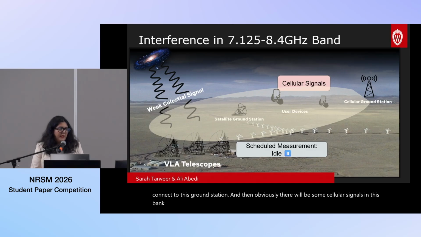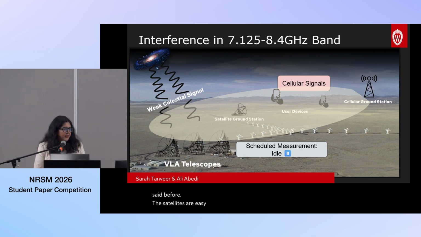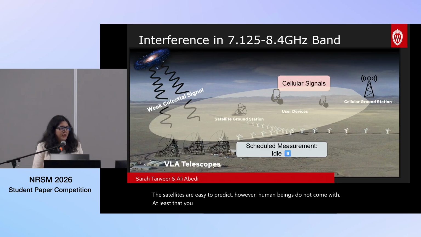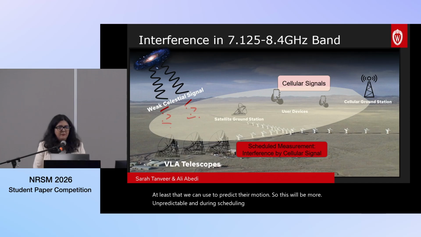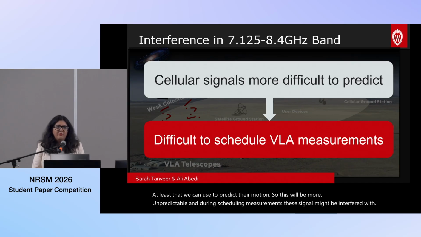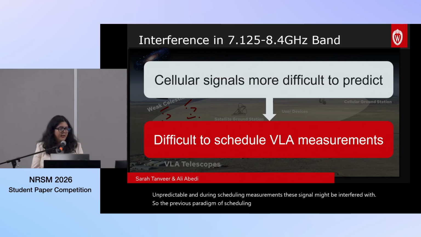The main difference between this new user and the older users is that, like I said before, the satellites are easy to predict. However, human beings do not come with TLEs that we can use to predict their motion. So this will be more unpredictable. And during scheduled measurements, the signal might be interfered with. So the previous paradigm of scheduling might fall short in this situation.